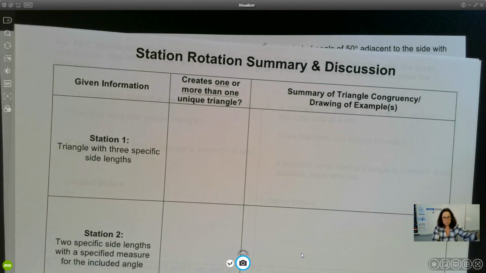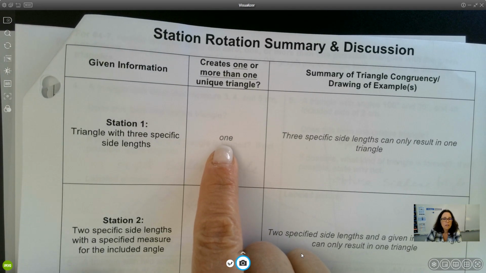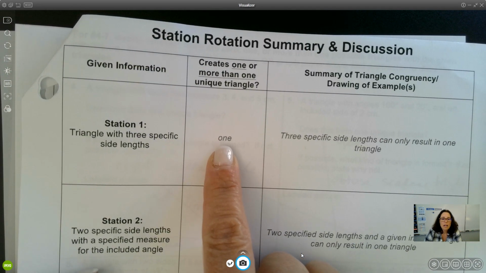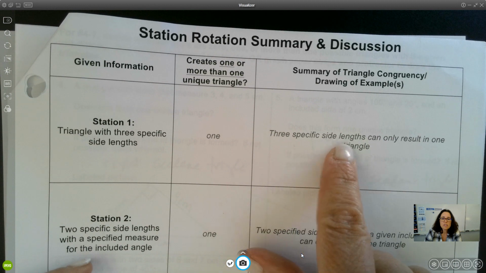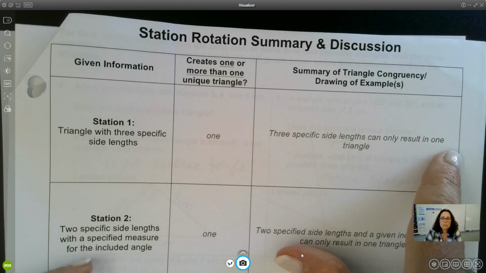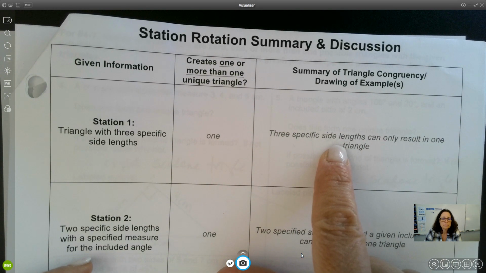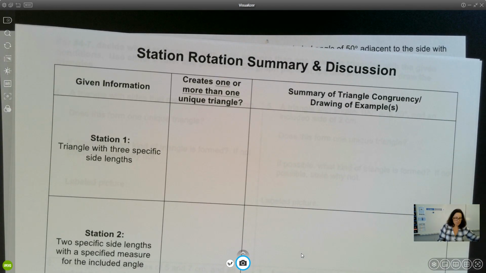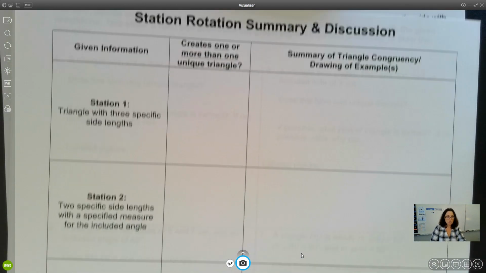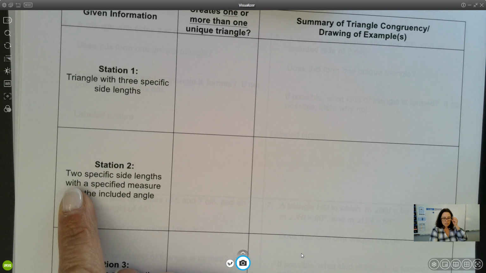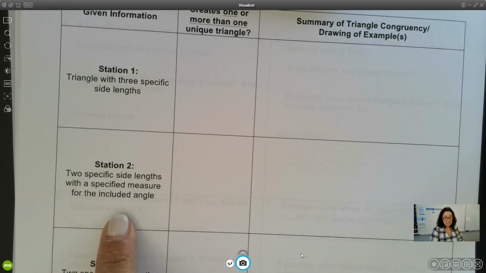Okay, so 3 specific side lengths can only result in one triangle. Okay, station 2. At station 2, we're asked to look at 2 specific side lengths with a specified measure for the included angle.